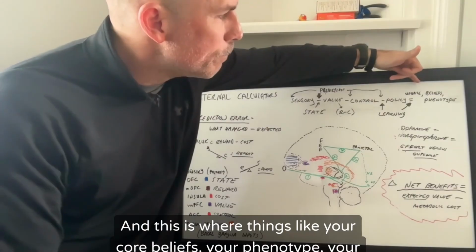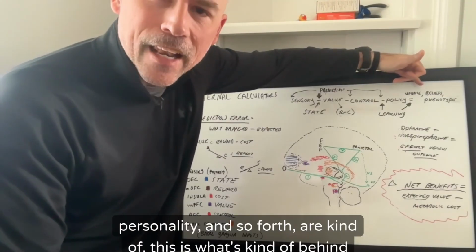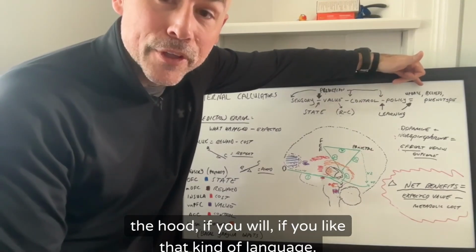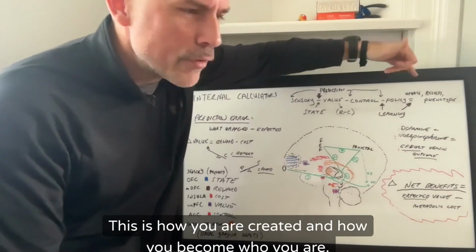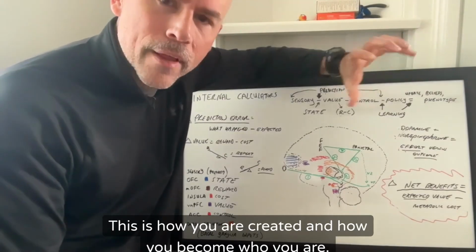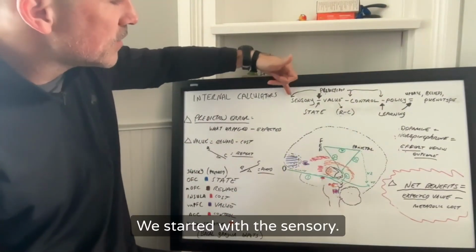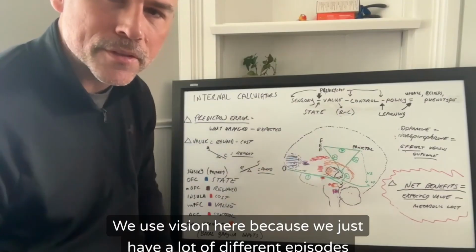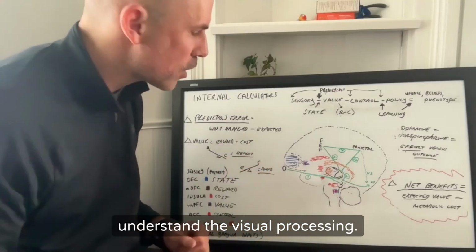And this is where things like your core beliefs, your phenotype, your personality, and so forth are. This is what's kind of behind the hood, if you like that kind of language. This is how you are created and how you become who you are. We started with the sensory. We use vision here because we just have a lot of different episodes about vision, and maybe it was easier to understand the visual processing.